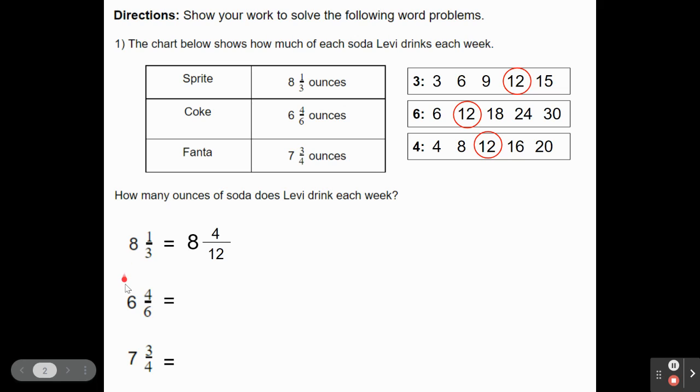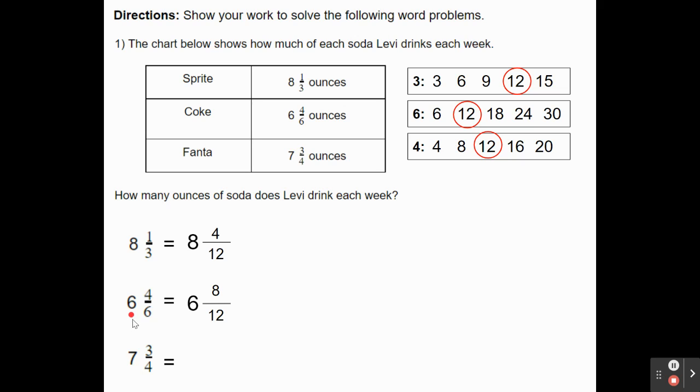Let's do the same thing for 6 and 4/6. We know that the denominator, or the bottom number, is going to be 12. So let's ask ourselves, what do we multiply by 6 to get to 12? Well, 6 times 2 gets us 12, so let's multiply by 2 on the top. 4 times 2 is 8. The whole number 6 in front stays the same.